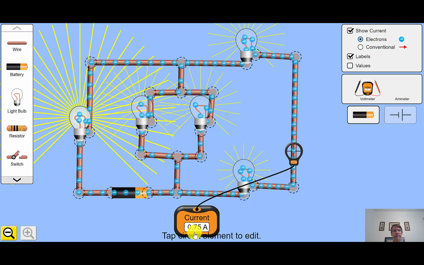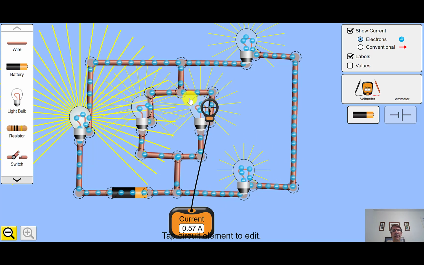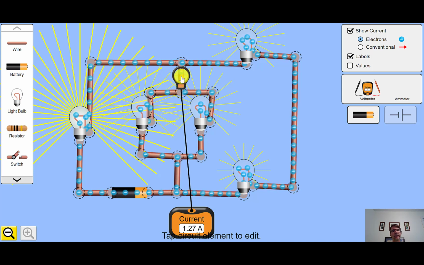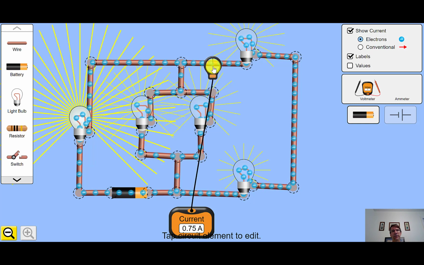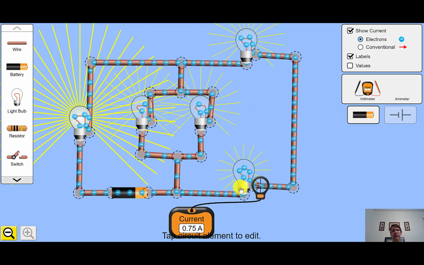I'm going to move this over. For example, the current in this branch right here, where it goes through this light bulb, is 0.57, which rounds off to 0.6. That's what we had in the calculation. This, if I put it on that wire, 0.7 amps. If I put it on the wire that leads in there before the split, 1.3, because the 0.6 plus the 0.7 is 1.3. All right? And then back up here again, it's the 0.75. It's the same flow anywhere in this wire, because that's series.